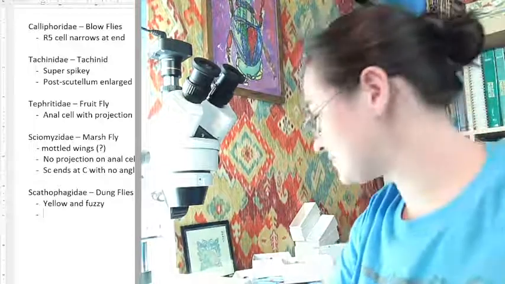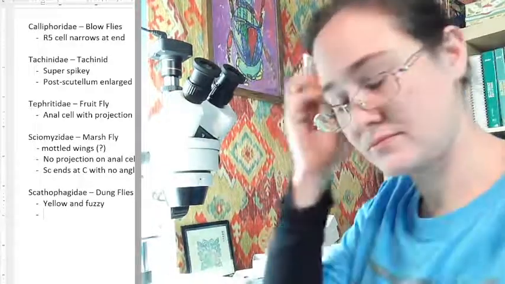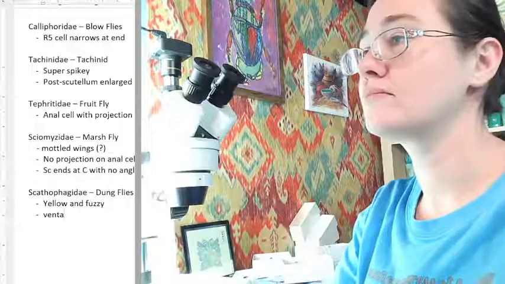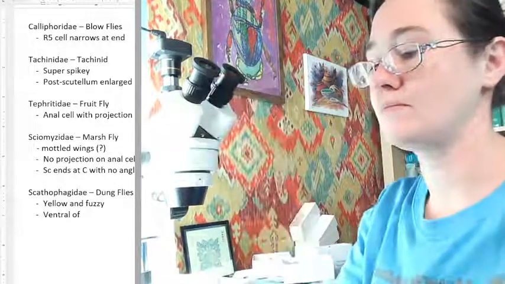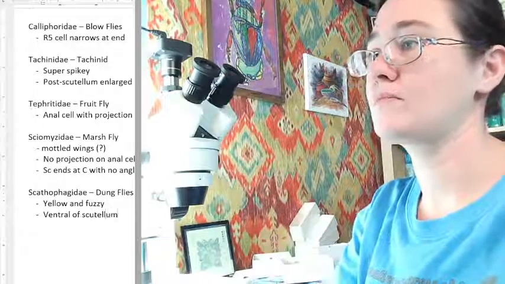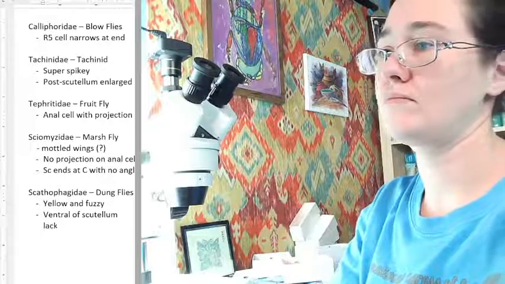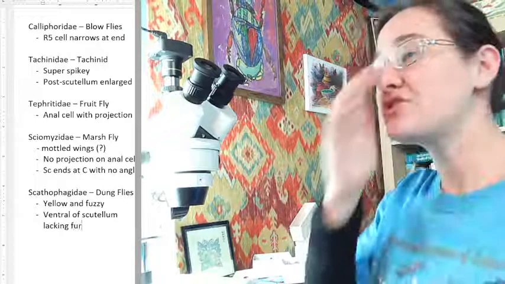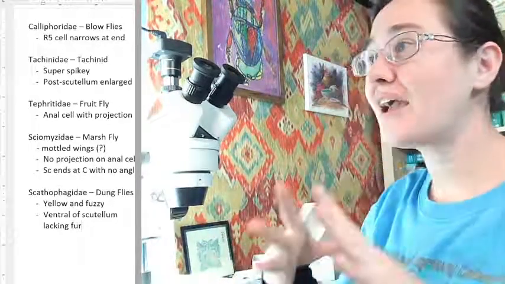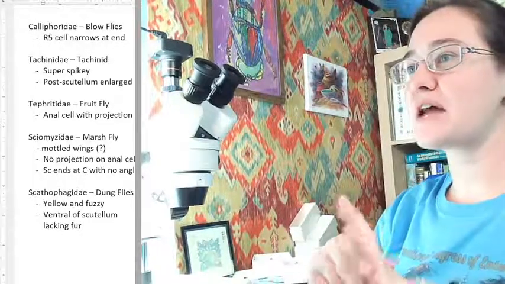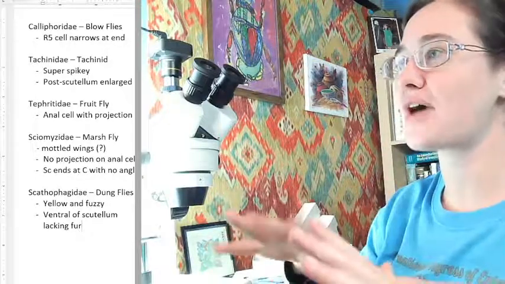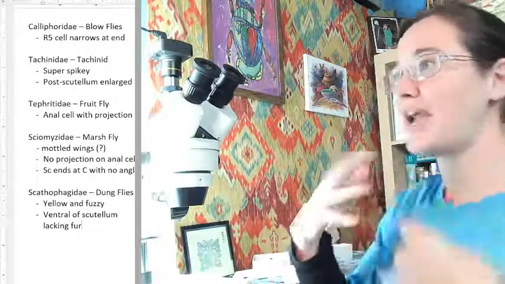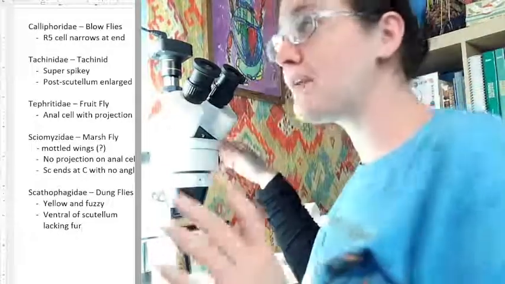All right, so they tend to be yellow and fuzzy. The character that you'll see a lot of times is that the ventral side of the scutellum on these flies is lacking any type of hair or fur or fuzz. So we'll be able to look at that too.